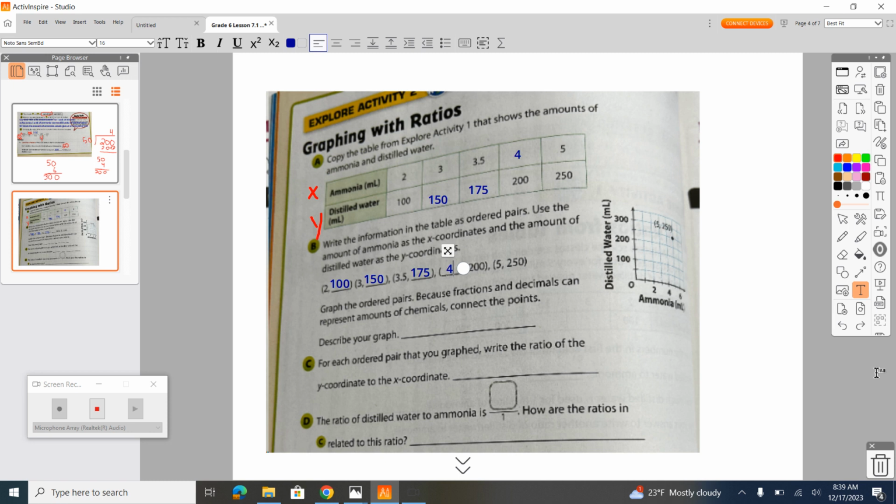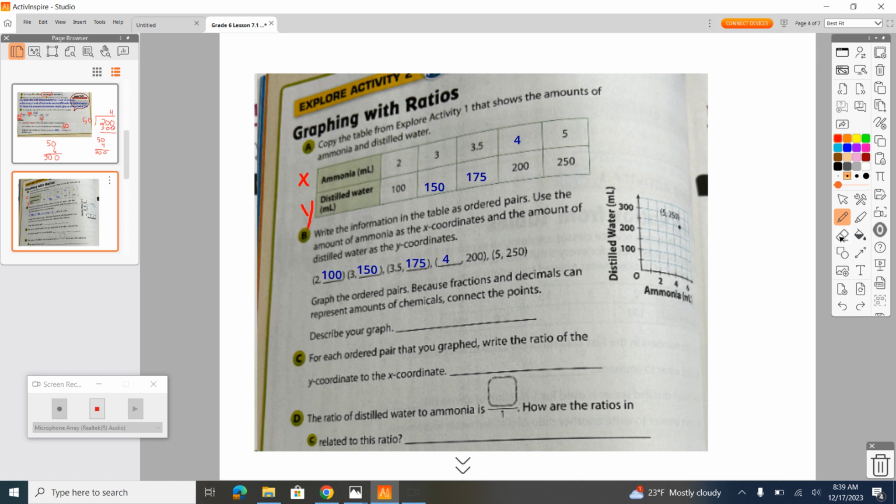Now they've asked me to graph the ordered pairs. Because fractions and decimals can represent amounts of chemicals, connect the points. So in the future, I'm going to get better copies here for you, but the X value is 2 and the Y value is 100. So I'm going to put a dot right there. 3 is going to go with 150. It would be right there. 4 is going to go, sorry, 3.5 is going to go with 175, which is halfway between where I made that dot for 150 and where 200 would be. Sorry, I messed that up.